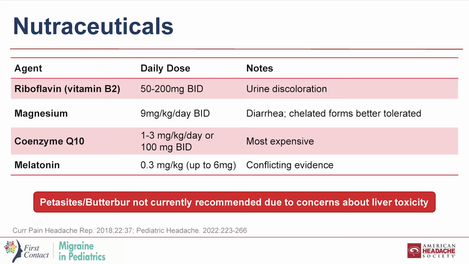When we're dosing those, for riboflavin, we usually use between 50 to 200 milligrams twice a day. Magnesium, 9 mg per kg per day divided BID. Coenzyme Q10, usually around 100 twice a day, or if their weight-based dosing is lower than that, you can use that.